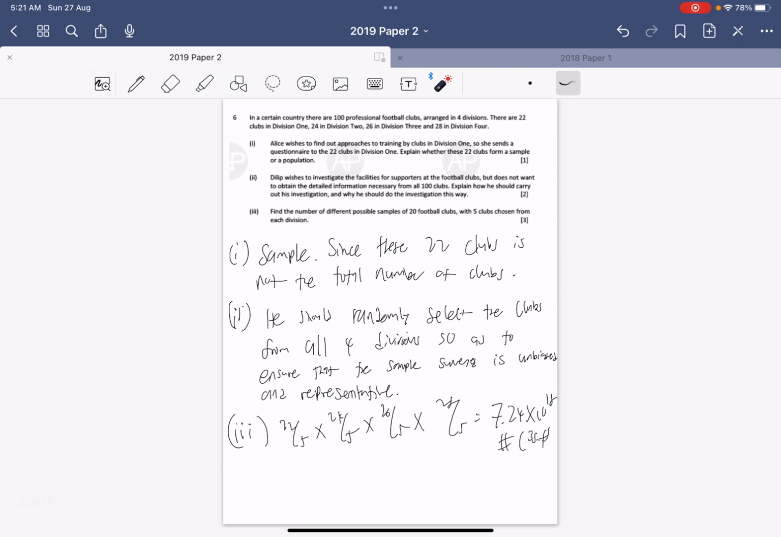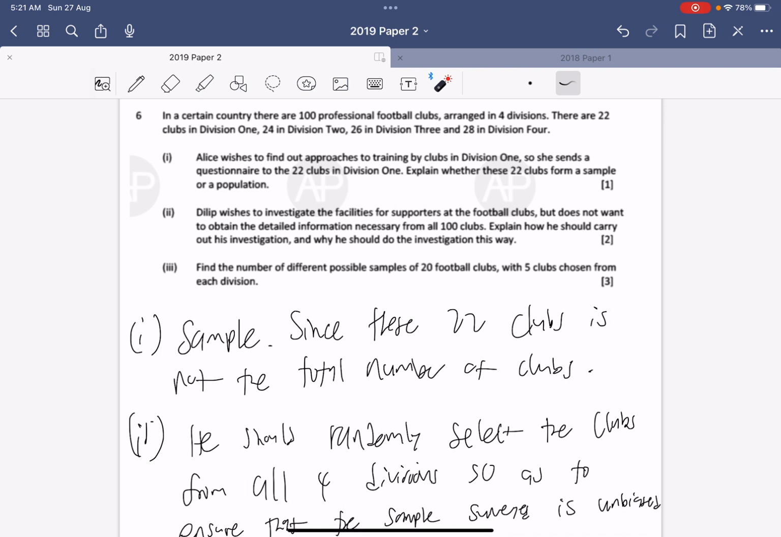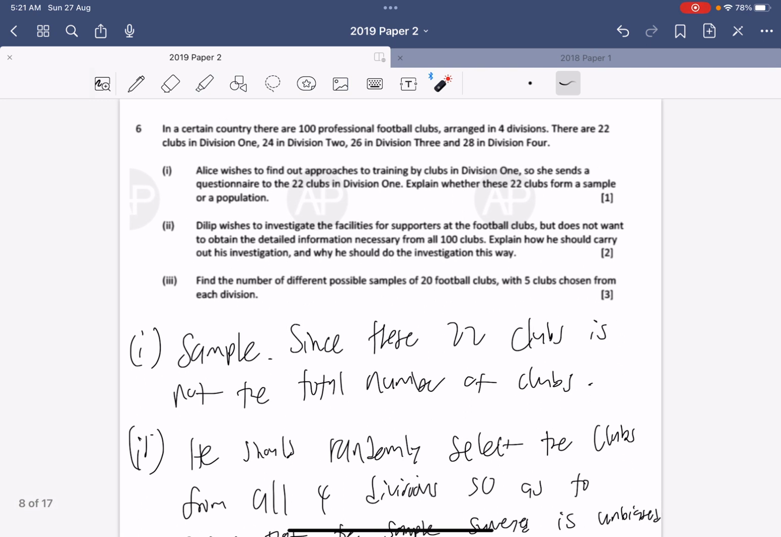Now we're moving to the probability section of paper 2. So for question 6, it says that in a certain country, there are 100 clubs arranged in 4 divisions, 22 in division 1, 24 in division 2, 26 in division 3, and 28 in division 4. And you want to explain first whether these 22 clubs form a sample of the population.